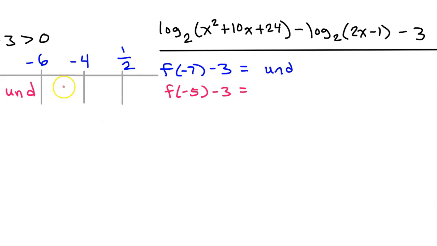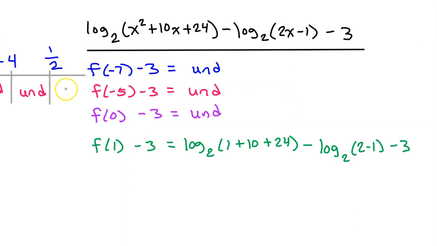For the next interval, let's use negative 5. But we run into the exact same issue. If you plug in negative 5 right here, 2 times negative 5 is negative 10, minus 1, that's negative 11, also undefined. In the next interval, we can use 0. However, we still have a problem. If you plug in 0 right here, we are left with negative 1. You cannot take the log of negative 1, so this will still be undefined.